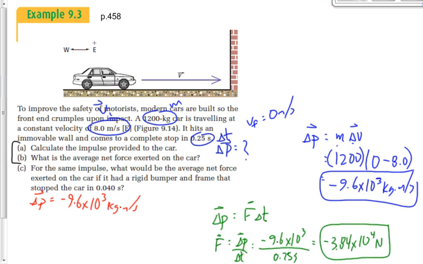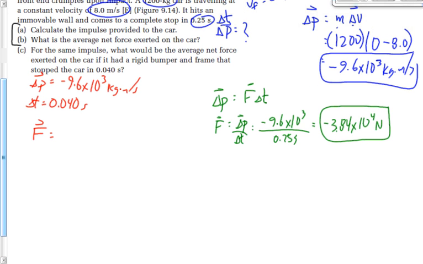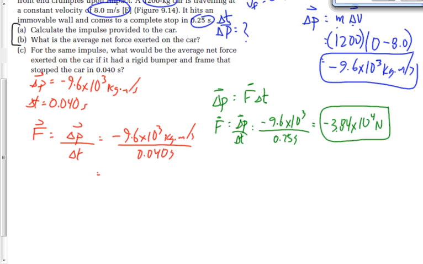Now we got a time here of 0.040 seconds. We're going to find the force. It's pretty much the same question as question B was, except that in this case we got a different time. Delta P over delta T. What does that one work out to be? It's negative 240,000, or negative 2.4 times 10 to the 5 newtons.